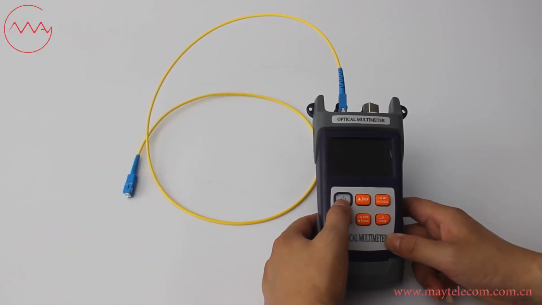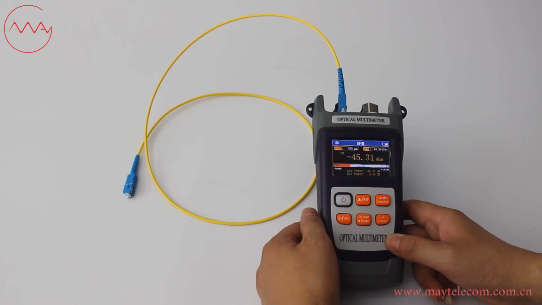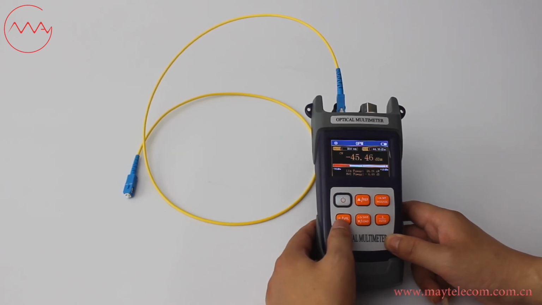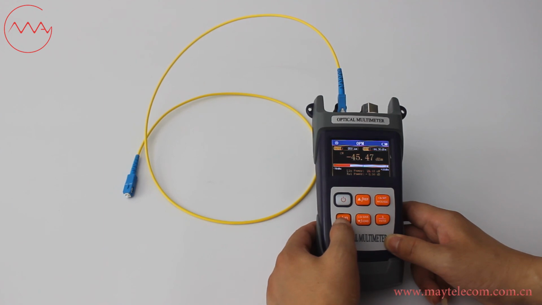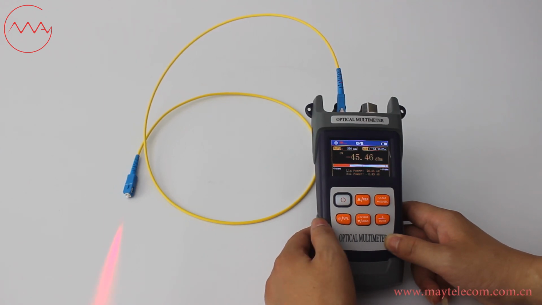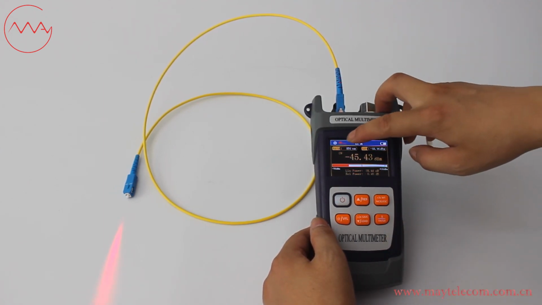Press power button to turn on. Long press VFL button to turn on VFL. On the display, it shows VFL.